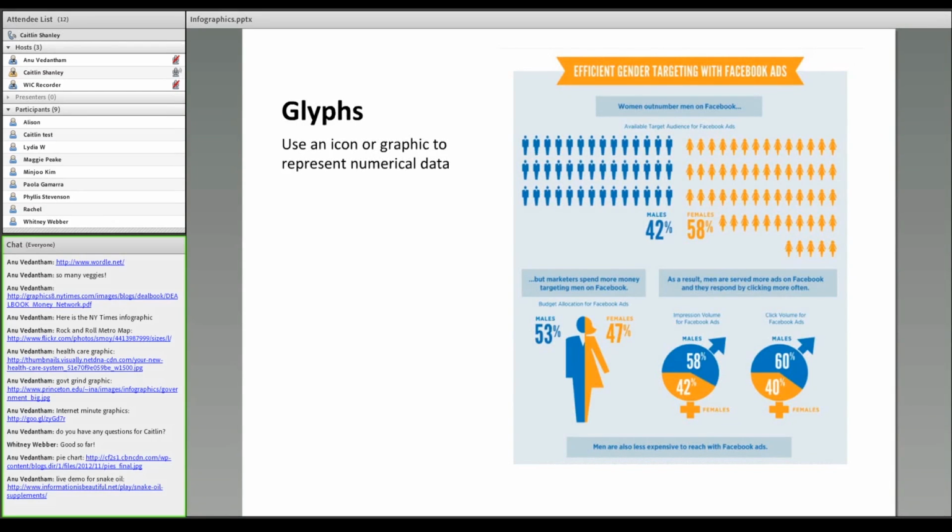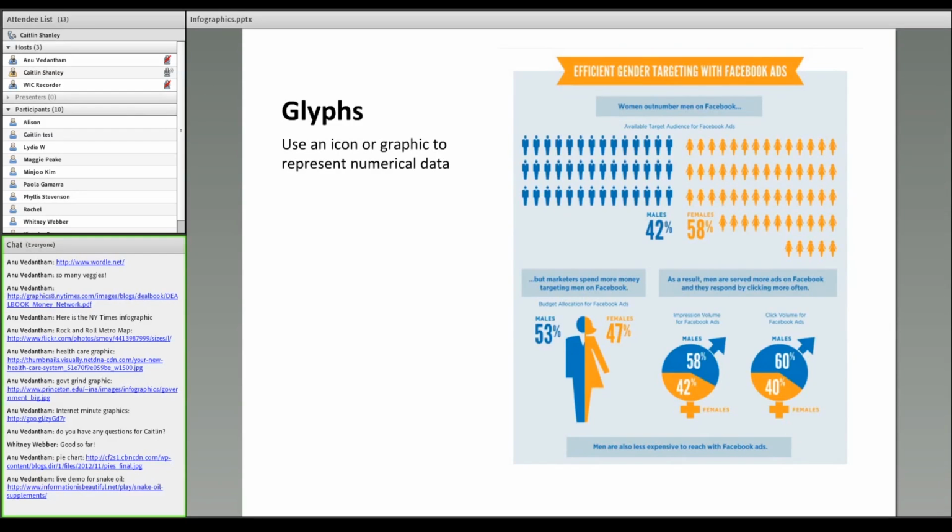A lot of those were charts that you've probably seen before. One of the conventions that infographics use that other data visualizations might not is the idea of glyphs, or some people say infograms, so using icons or graphics to represent numerical data in addition to numbers and more traditional charts and graphs. Probably the most common example is this restroom sign shape with a man and a woman. We're all familiar with that. We see that a lot.